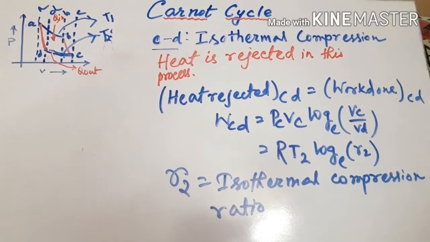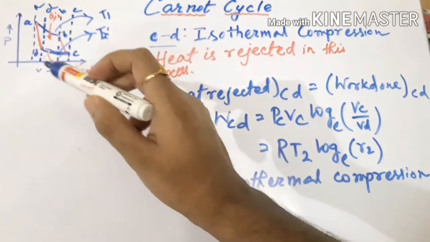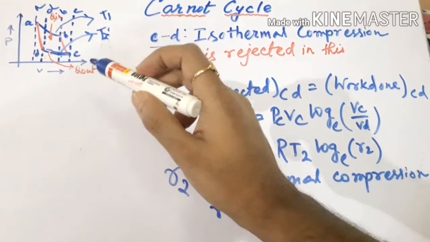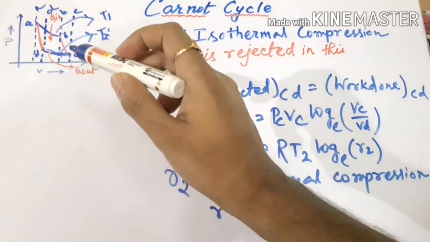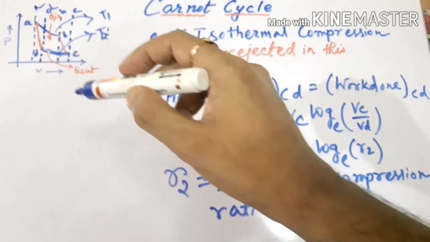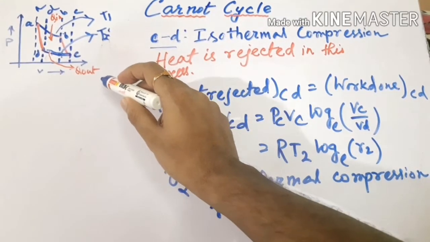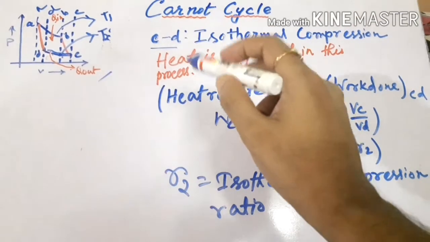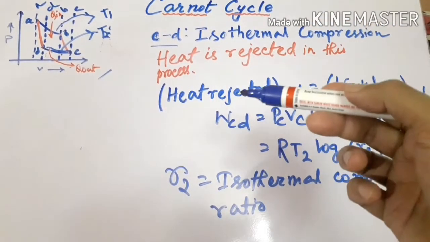The process is process C to D. So you can see from process C to D, this is actually an isothermal compression process, as the volume is being decreased and there is a slight increase in pressure. And in this process you can see Q is being rejected, that is why I have denoted it Q out over here.